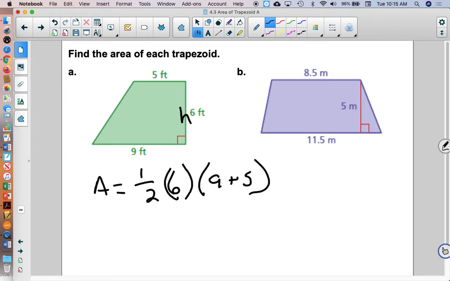And you have to write this on your assignment because this is showing your work. You know what the formula looks like. You have to show the work. Then you can use that calculator to get the final answer.